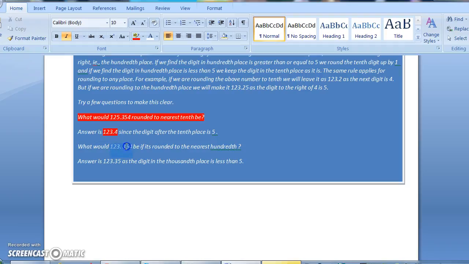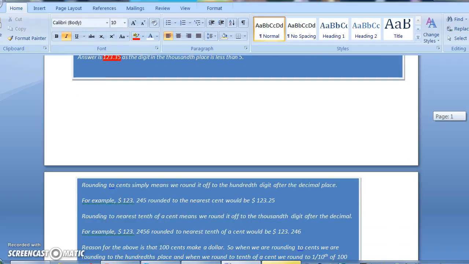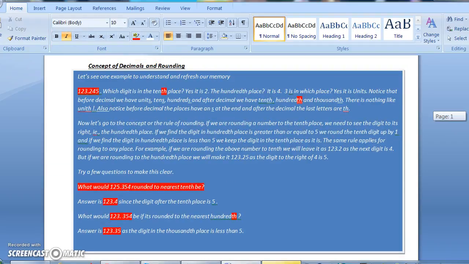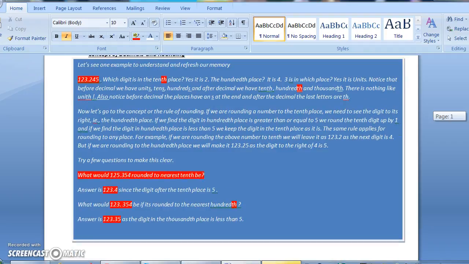What would 123.354 be if it is rounded to the nearest 100th? And now let's go to the 100th place, which in this problem is 5. Look to its right, which is 4, and since 4 is less than 5, we are going to leave it as it is, and therefore the answer is 123.35. Great. So hopefully you got those two right, and that clarifies the concept of decimals and rounding.